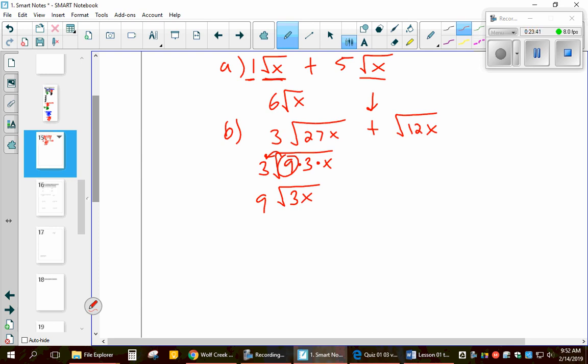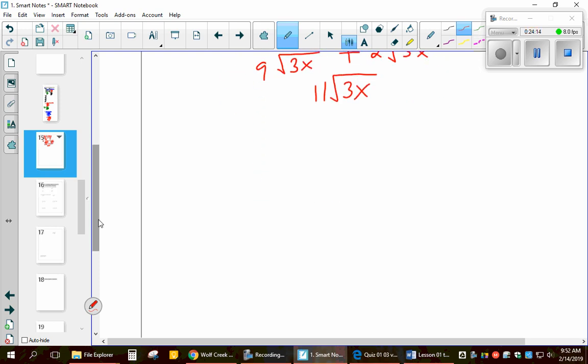And then I'll go over to this one, right? So I'm going to split this up as 4 and 3 times x. And this 4 gets to come out as a 2. So I've got 2 times the square root of 3x. And I was adding these. So now they look good, right? Now I've got the same, right? So 9 plus 2 is 11 times the square root of 3x. Okay. Now restrictions.